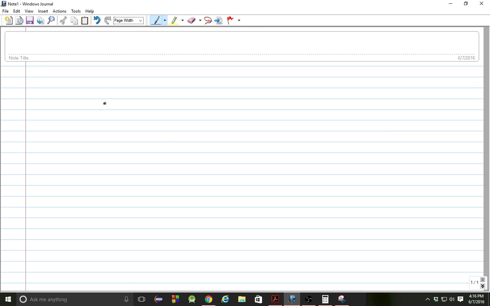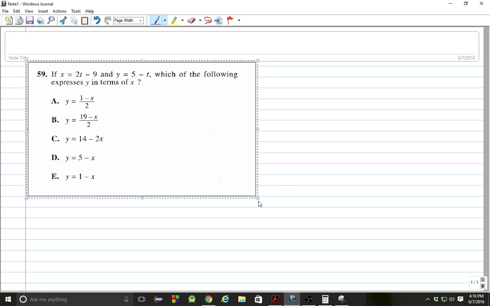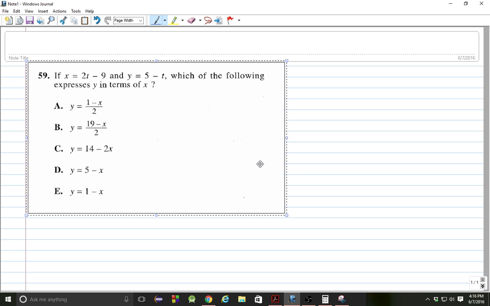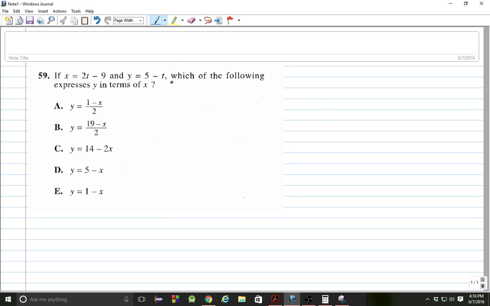If x equals 2t minus 9 and y equals 5 minus t, which of the following expresses y in terms of x? This is a simple parametric equation problem. So we want to express y in terms of x, right? What we have to do is find what t equals and then substitute that into the y equation. So x equals 2t minus 9. Well, then we add 9. 2t equals x plus 9.